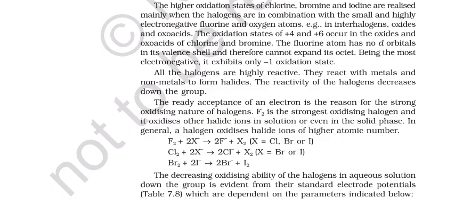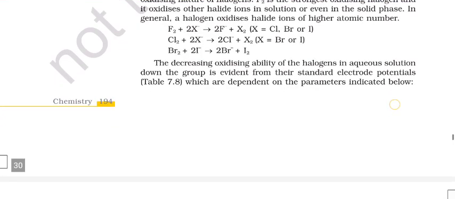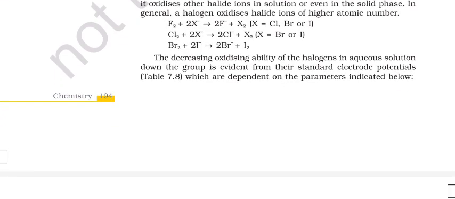F2 is the strongest oxidizing halogen and it oxidizes other halide ions in solution or even in the solid phase. In general, a halogen oxidizes halide ions of higher atomic number. The decreasing oxidizing ability of the halogens in aqueous solution down the group is evident from their standard electrode potentials, which depend on the parameters indicated below.